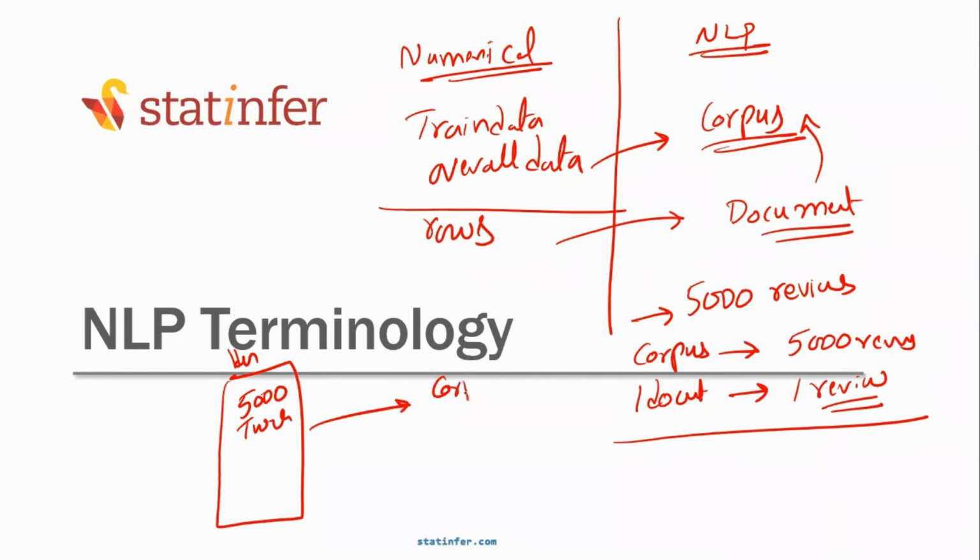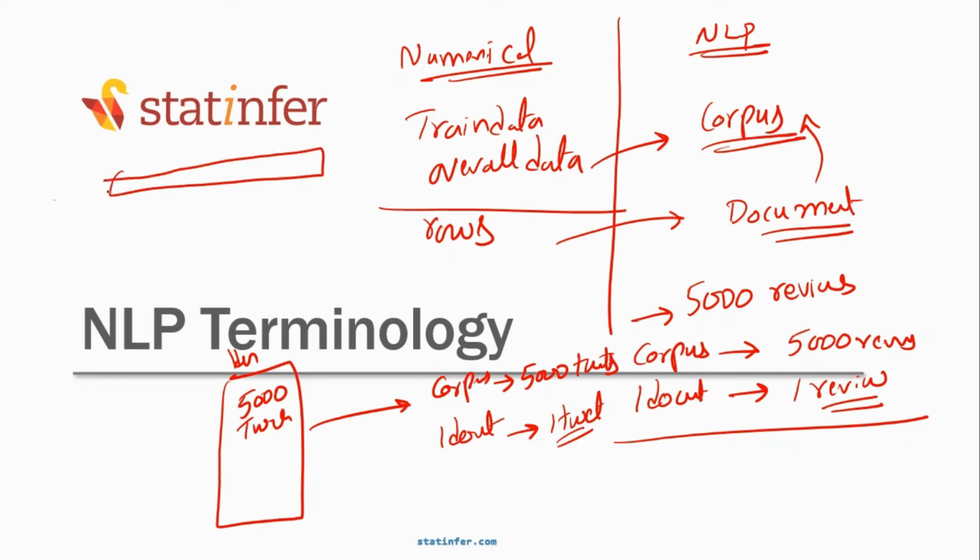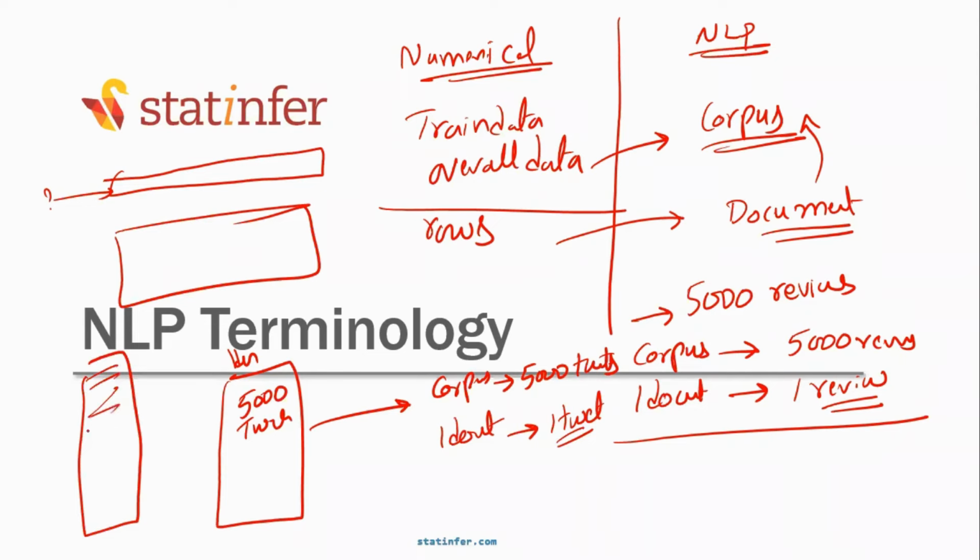So tell me what is corpus here? What is corpus in this scenario? All the 5,000 tweets is the corpus. What is one document here? One tweet. One tweet is one document. So is it true that sometimes one document contains only one line? Sometimes one document is a couple of lines, a paragraph. Sometimes one document is maybe 3, 4 paragraphs put together.